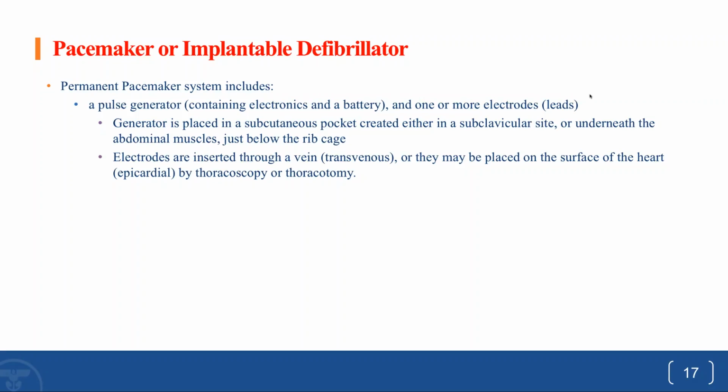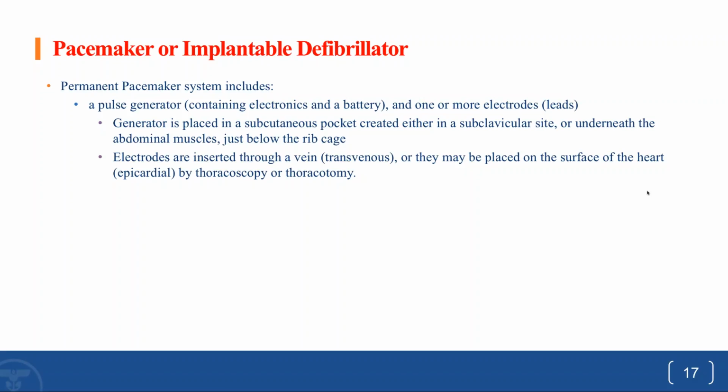So here again, a permanent pacemaker includes a pulse generator, which is the battery, right, containing electronics and a battery. And also it has one or more leads, remember single lead or dual lead. And where do they place this device or the generator? They're stating it is placed under the skin or below the skin, subcutaneous pocket, right? Created underneath the abdominal muscles or just below the rib cage.